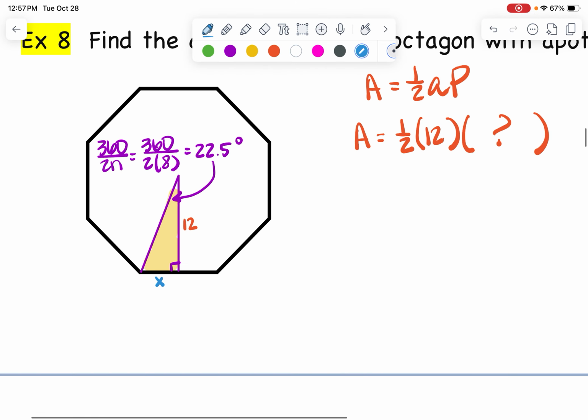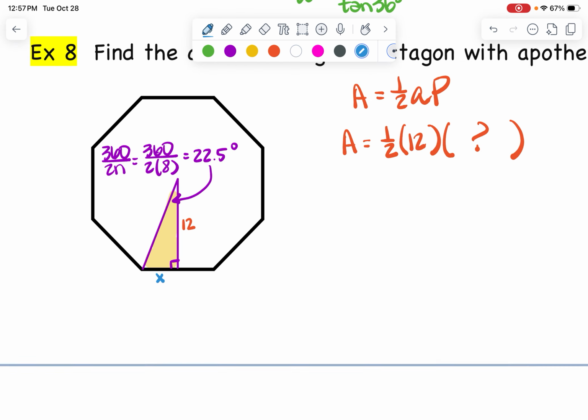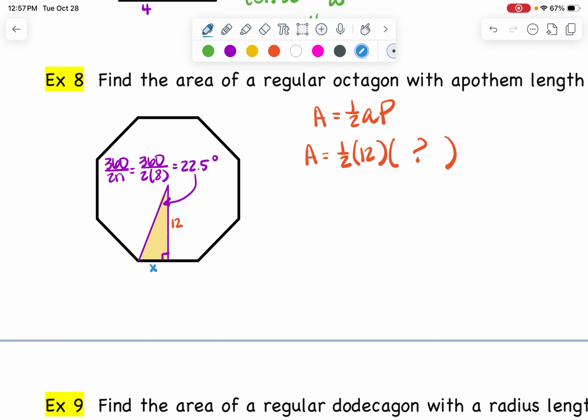Well, this looks like another tangent problem using the 22.5 degrees. So here we go. I'm going to do tangent of 22.5 degrees equals x over 12, opposite over adjacent, which means x equals 12 tan 22.5.